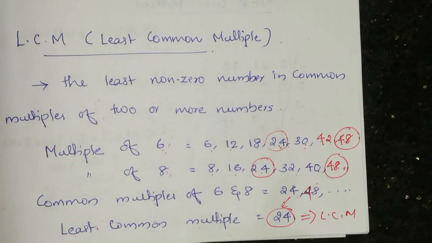Least common multiple: the multiples of two numbers are given, and among the common multiples of the two numbers, the least one is the LCM.